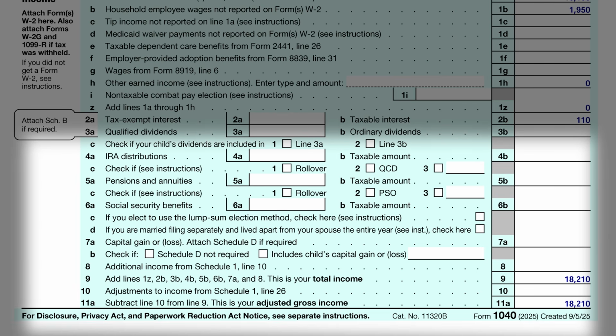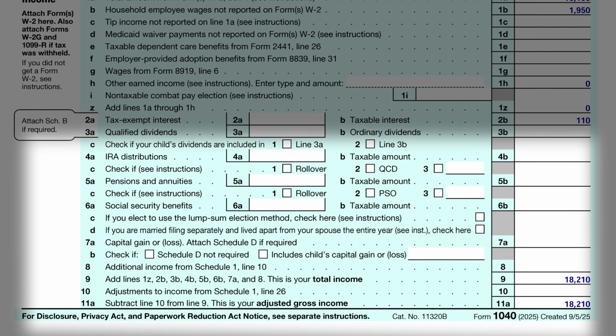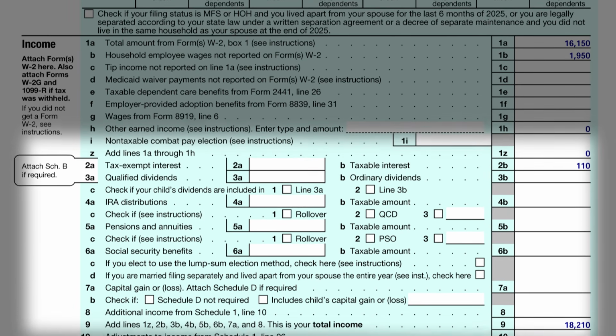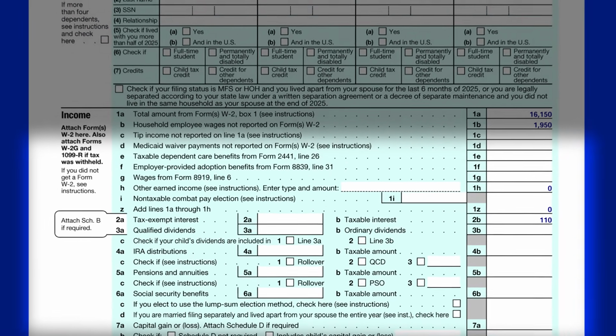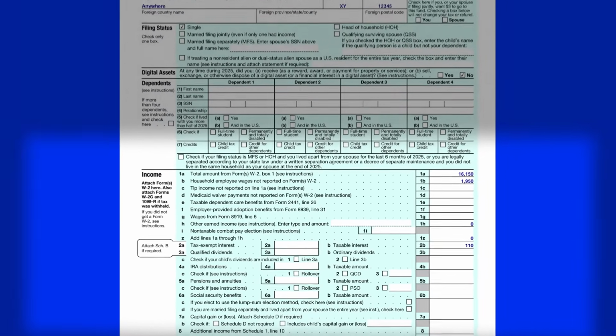Since he had no adjustments, his total income and adjusted gross income were the same. But if you have adjustments like student loan interest deductions or contributions to a retirement account, you'd subtract those from your total income to get your adjusted gross income. Next, let's move on to page 2 of the form.